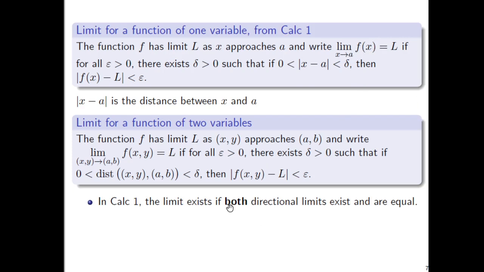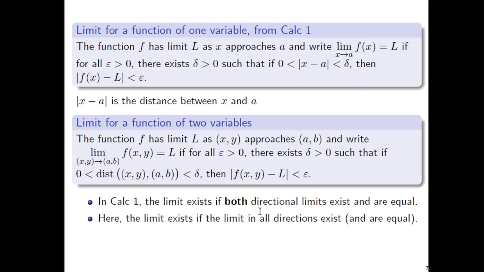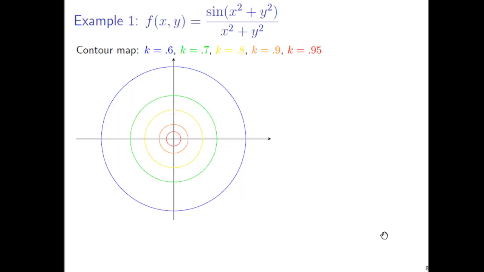Now I'm using this word because I want to extend the language a bit and say here what's really happening is that the limit exists if the limit in all directions exists. Okay, and they're all equal. So all directions, well, there's only two directions. If you have x approaches a, you can either approach from the left or from the right. But in what we're about to look at, there's more than two directions.